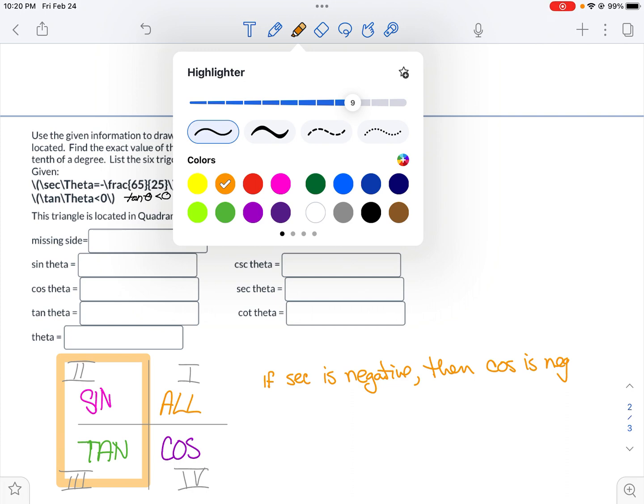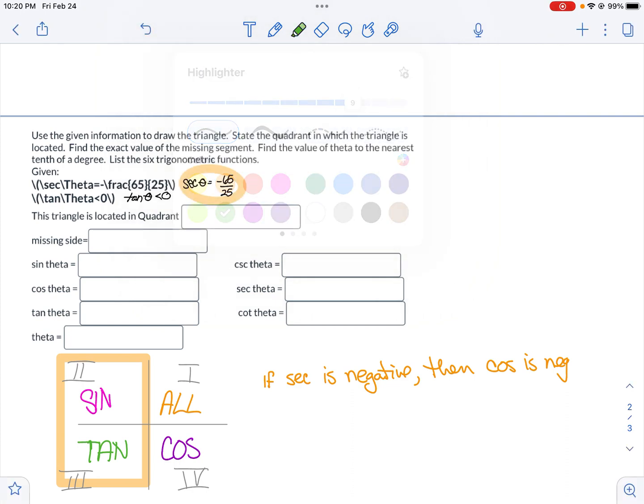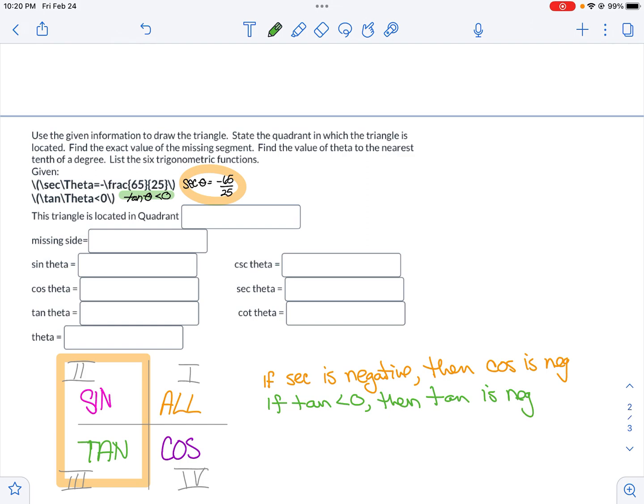Then we are told that tangent theta is less than 0. So if tangent theta is less than 0, then tangent is negative, because all negative numbers are less than 0. And if tangent is negative, then tangent is negative in quadrant 2 and quadrant 4.